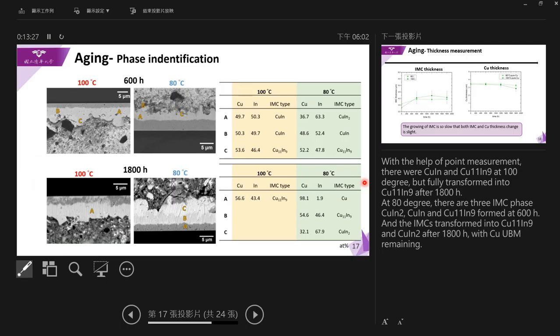With the help of point measurement, there were CuIn and Cu11In9 at 100 degrees after 600 hours, but fully transformed into Cu11In9 phase at 1800 hours. At 80 degrees, there are 3 IMC phases: CuIn2, CuIn, and Cu11In9 formed at 600 hours, and the IMC transformed into Cu11In9 and CuIn2 phase after 1800 hours, with copper UBM remaining at both sides.